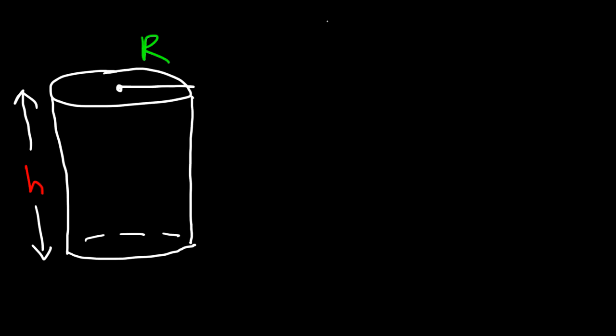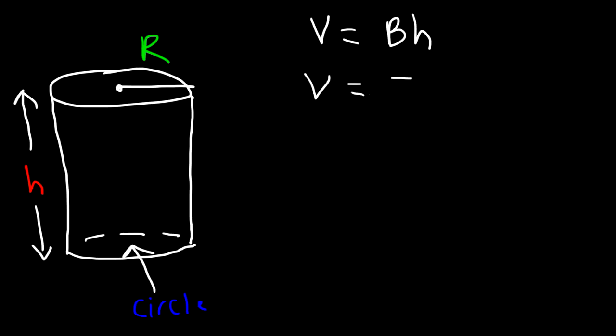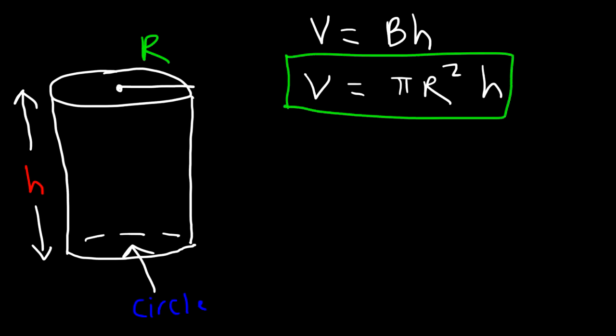The volume of a cylinder is basically the volume of the base times the height. Notice that the base of a cylinder is a circle, and B represents the area of the base. The area of a circle is pi r squared. So it turns out that the volume of a cylinder is just pi r squared times the height. It's the area of the base times the height of the cylinder.